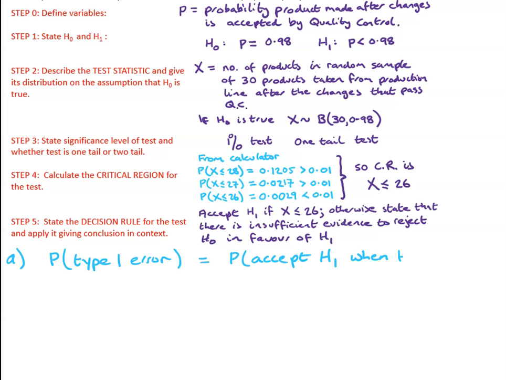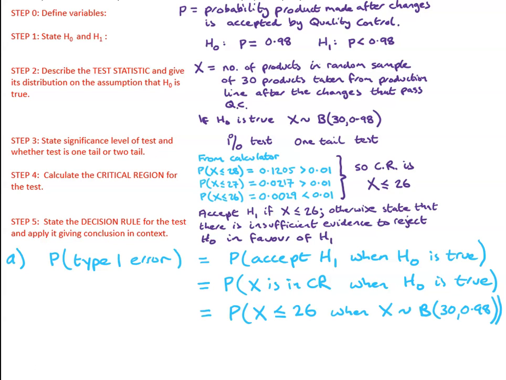Right, so the probability of the type 1 error is the probability that we accept the alternative hypothesis when the null hypothesis is true. That means the value of the test statistic has got to be in the critical region when the null hypothesis is true. In this particular case, the critical region was x is less than or equal to 26. When the null hypothesis is true, x has got the binomial distribution with n equals 30 and p equals 0.98.